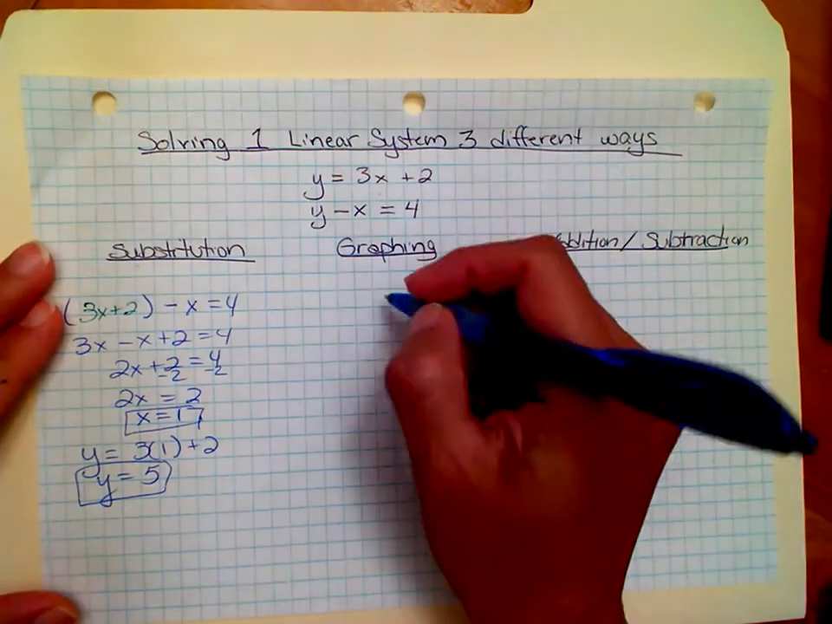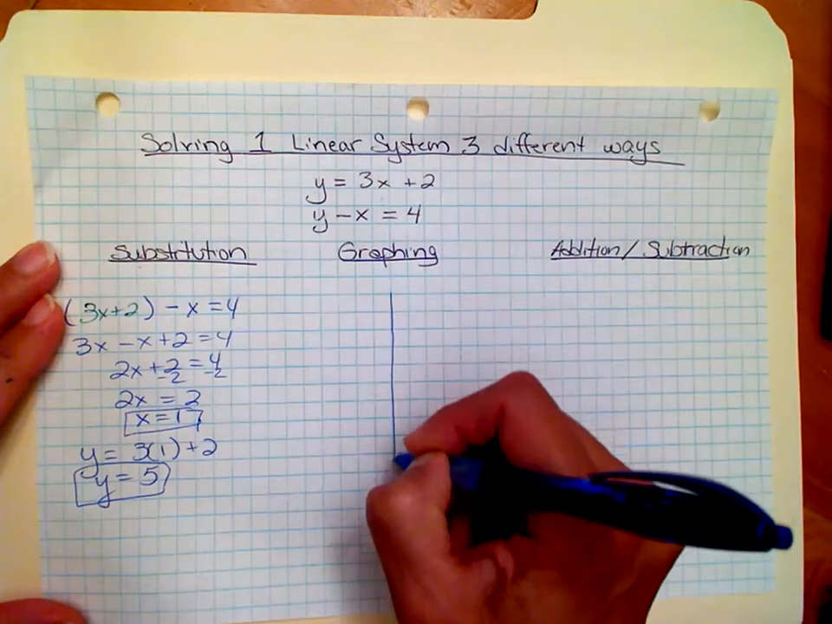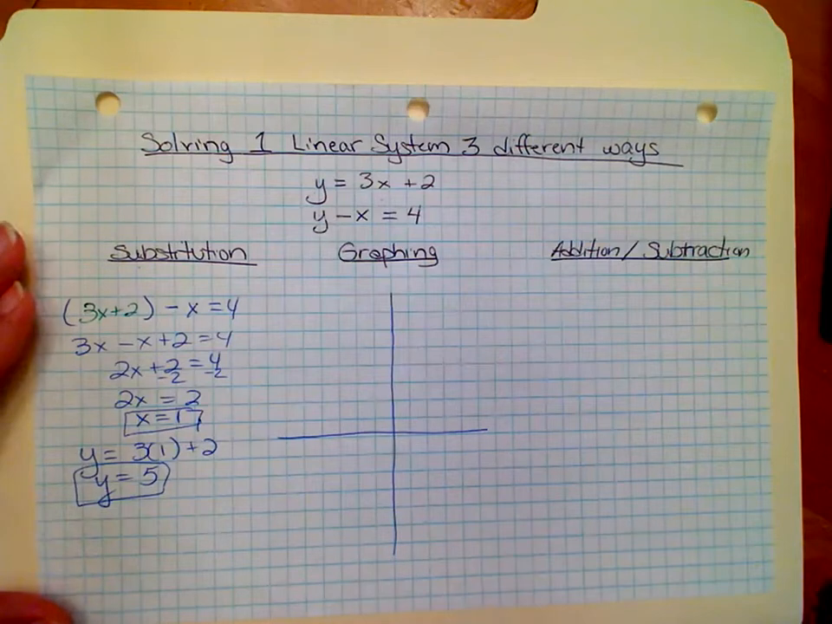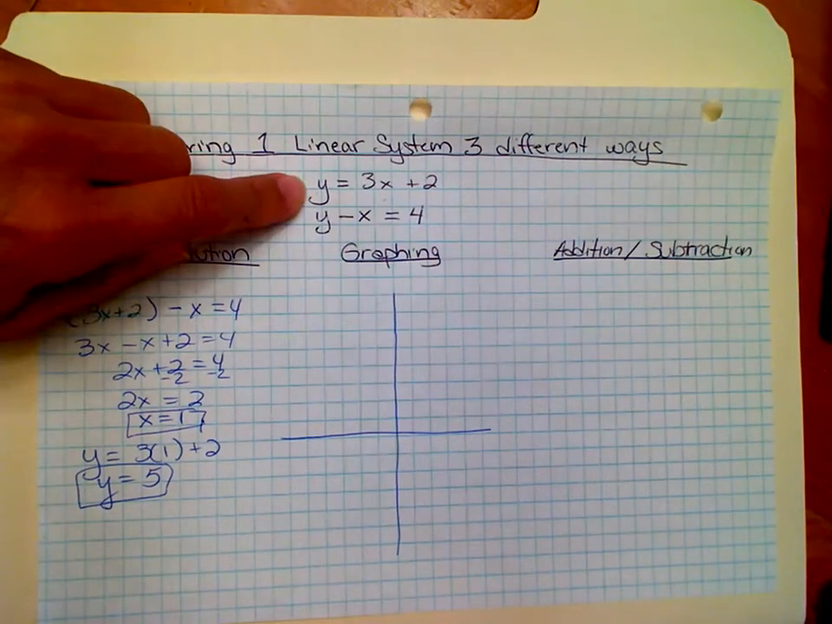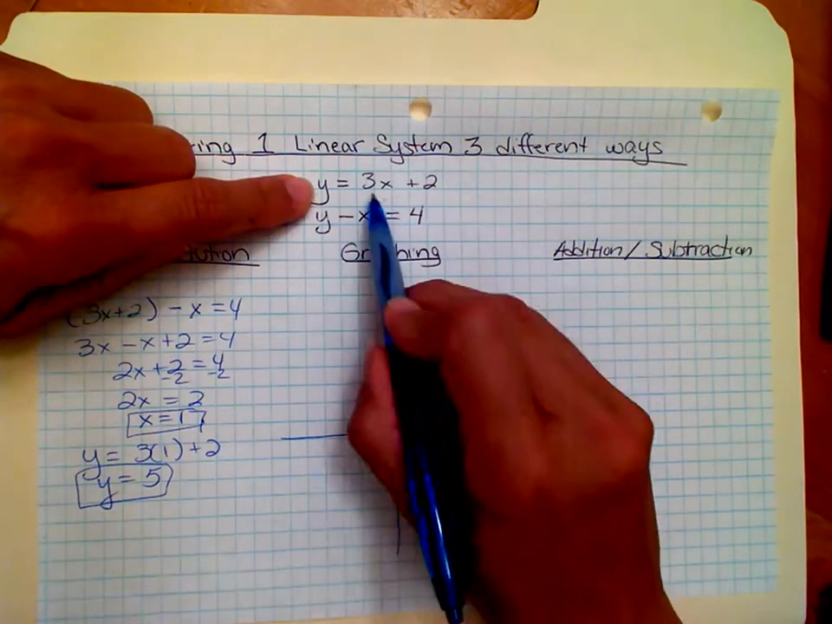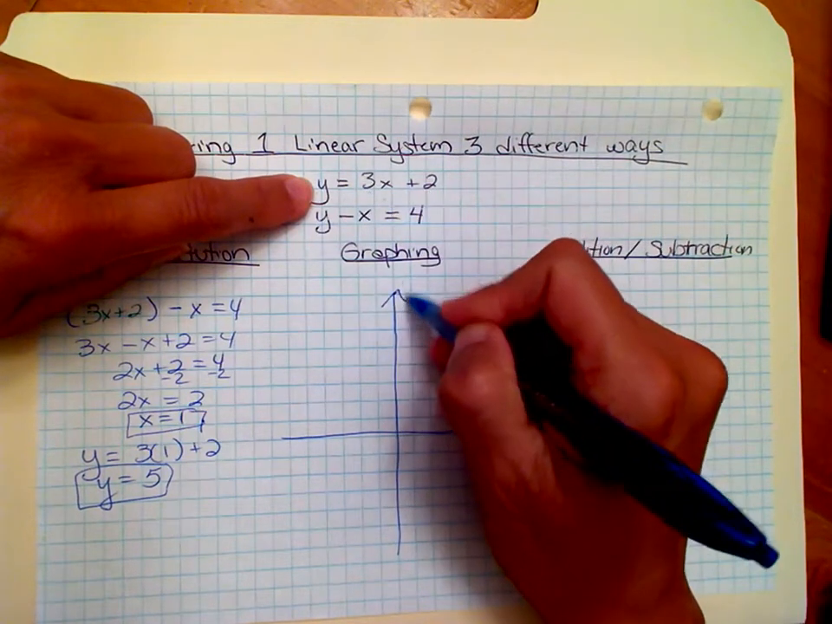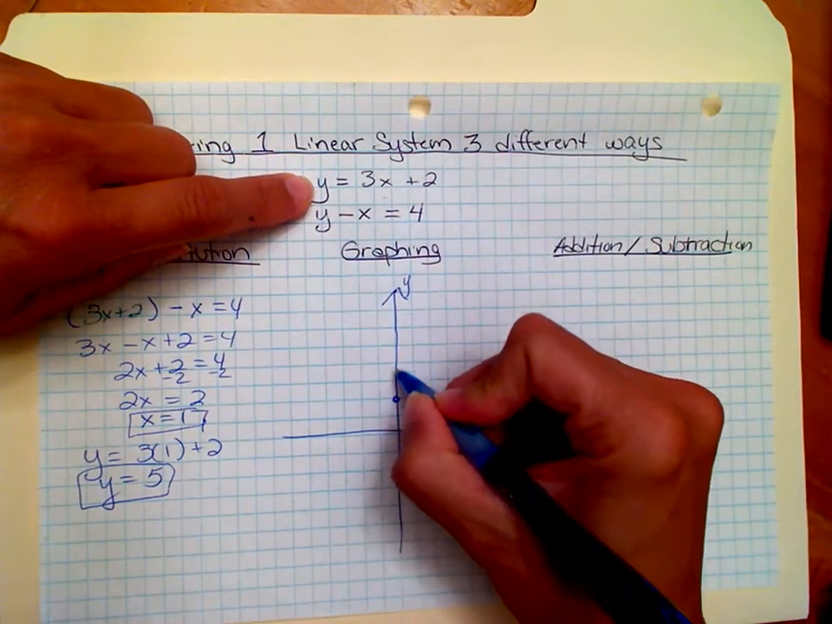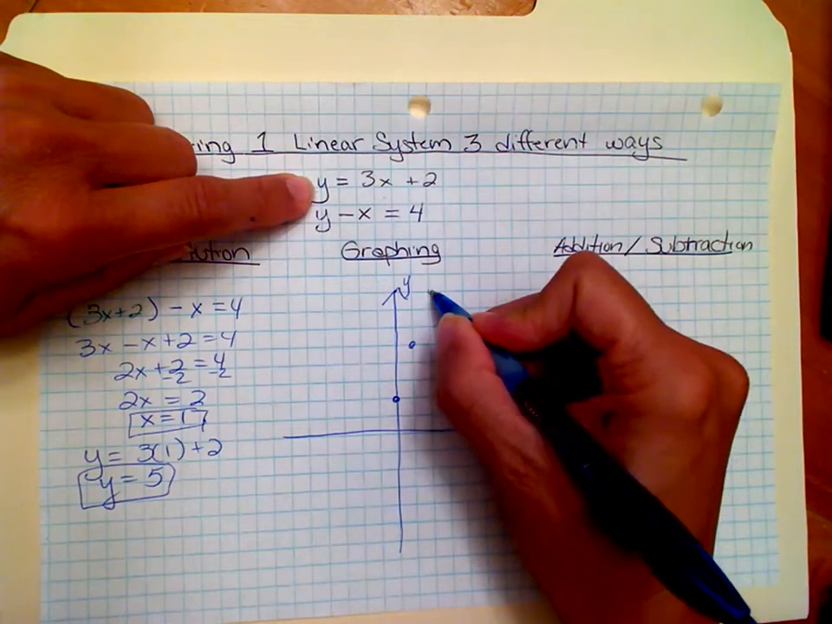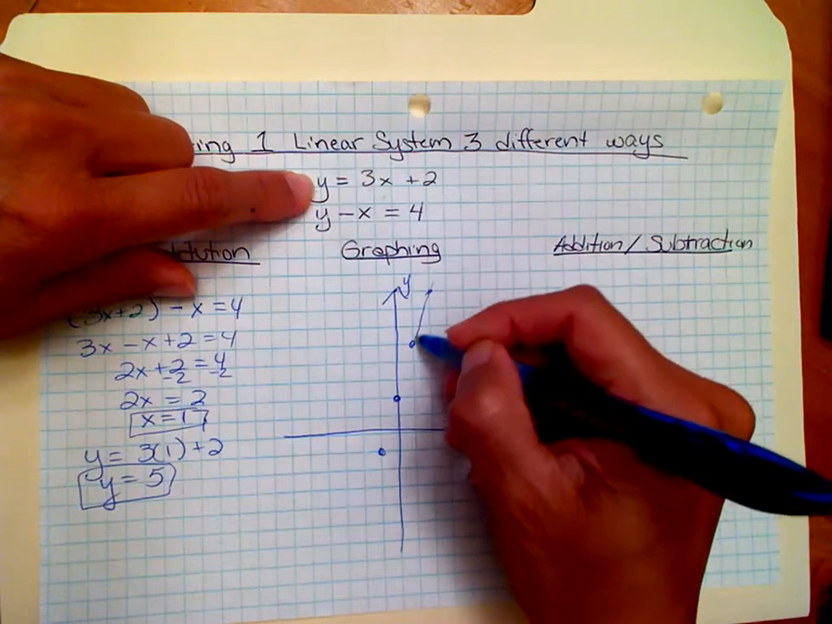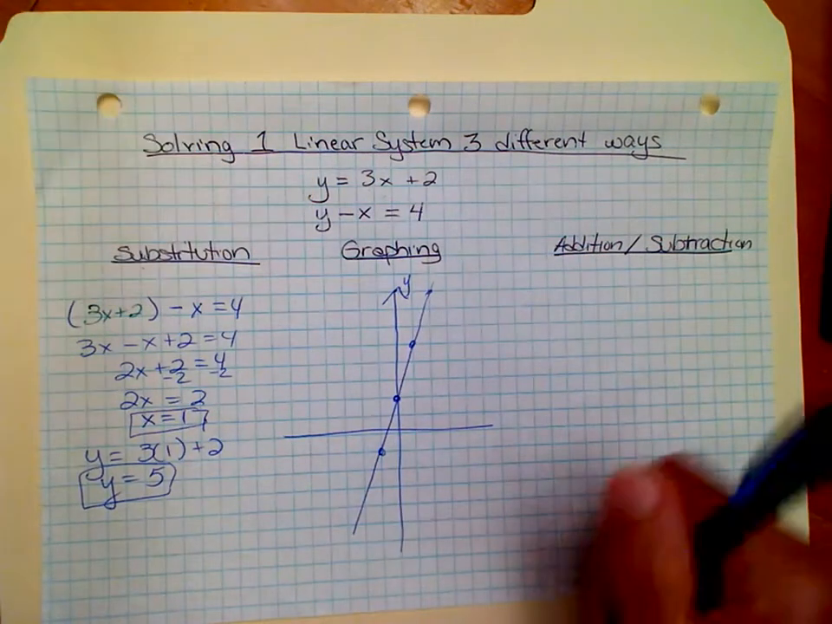So over here in the graphing method, let me make our little xy. And this one's all set up to graph. It's in slope-intercept form already. The slope is 3, the y-intercept is 2. So I go up on my y-axis 2, and then I go up 3 over 1, and I can go this way as well, and I connect the dots.